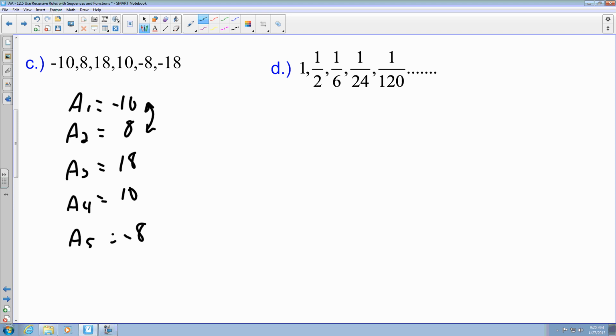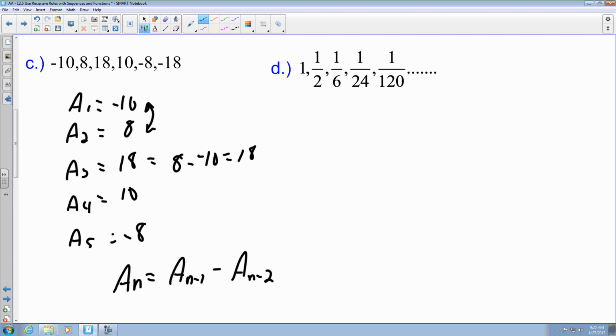Well, what I can do is I can say that 8 minus a negative 10 will equal 18, which means that I took a sub 2 and subtracted by a sub 1. So if I say that my a sub n in this recursive sequence is going to be a sub n minus 1 minus a sub n minus 2, so it's going to be the value preceding it minus two values preceding it, will give you whatever a sub n is.